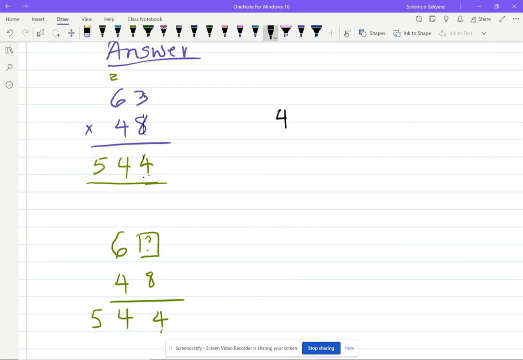48 plus 2 is 50, and then plus 4 is 544. Okay, are we done yet? We are not done.